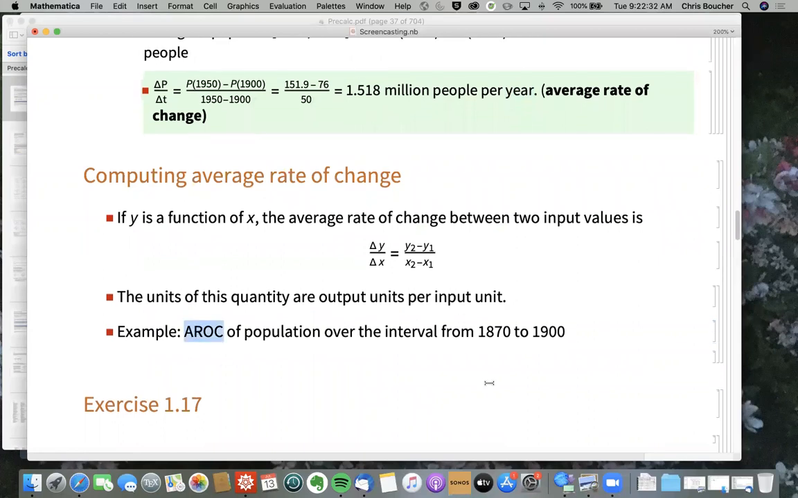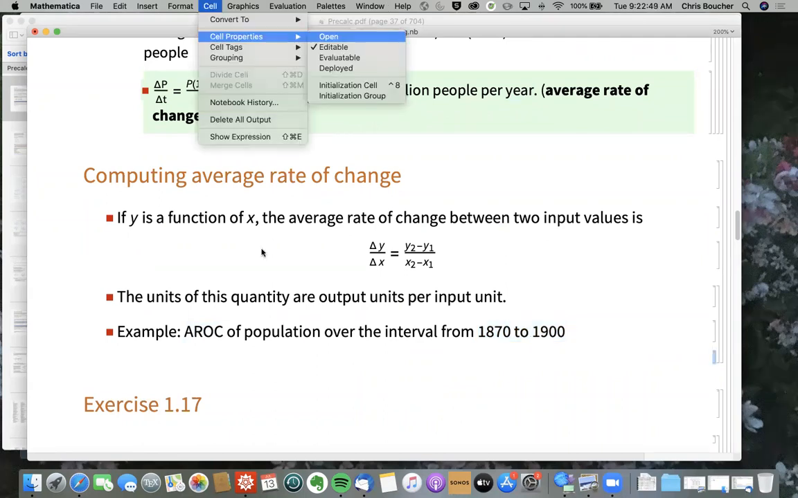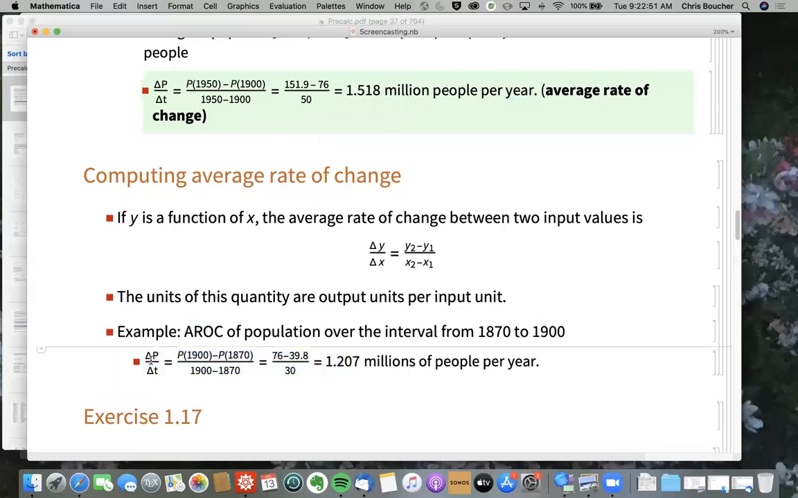So I'll use this abbreviation AROC to stand for average rate of change. That's just an acronym. So the average rate of change of population, let's do one over a different interval just to do the calculation a little bit more quickly. Well, I need to compute change in population over change in time, right? Delta P over delta T. So I take the population at the end of the interval minus the population at the beginning of the interval, divided by the change in the input over the interval, which is just the difference between the two endpoints.